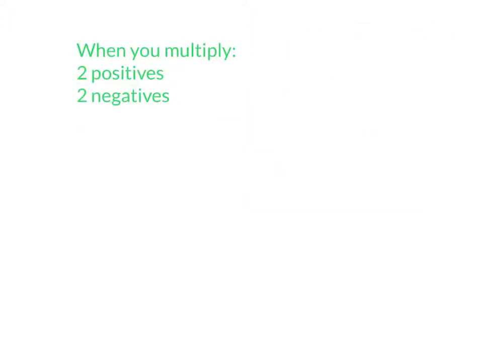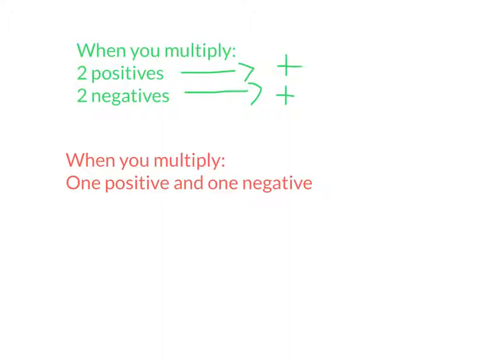So 3 times negative 2 equals negative 6. When you multiply 2 positives or 2 negatives, the answer is going to be positive either way. If you have 2 positives, the answer is positive. If you have 2 negatives, the answer is positive. And when you multiply 1 positive and 1 negative, your answer is going to be negative.